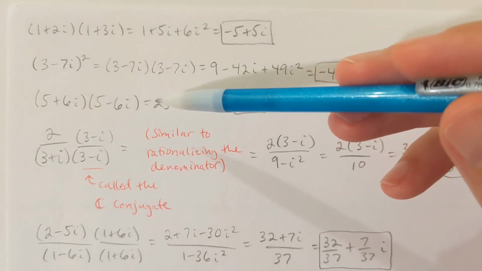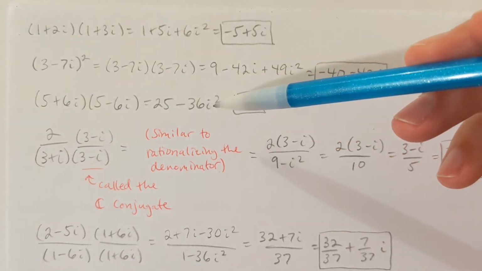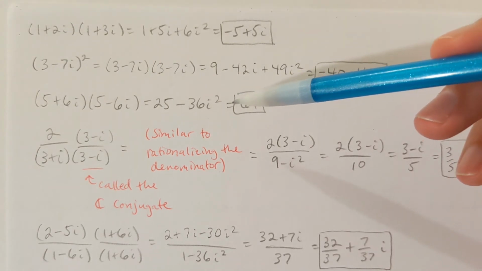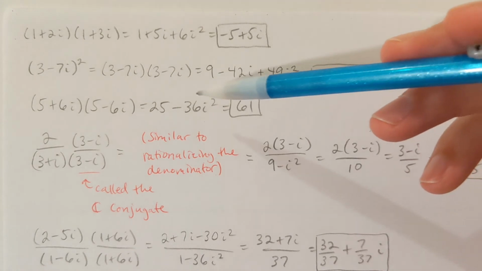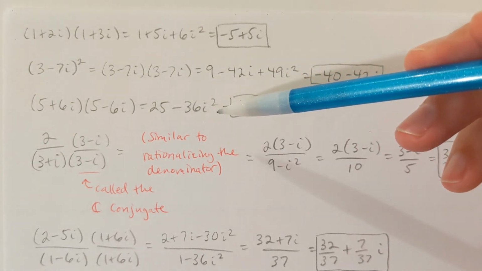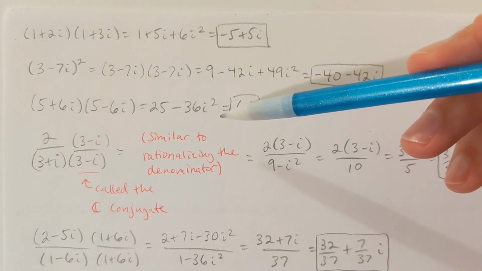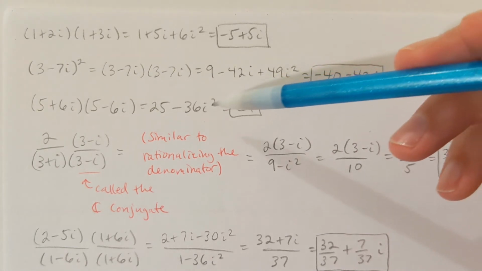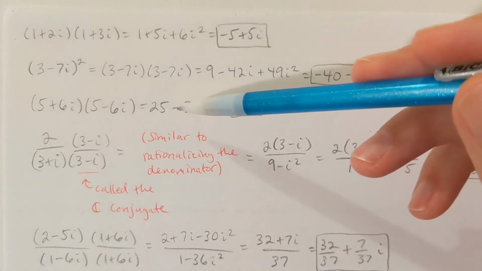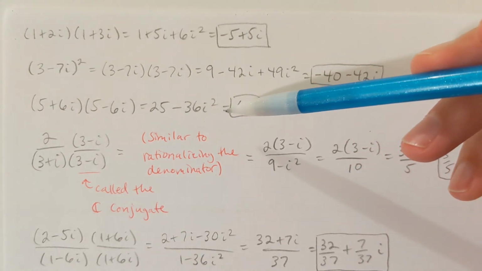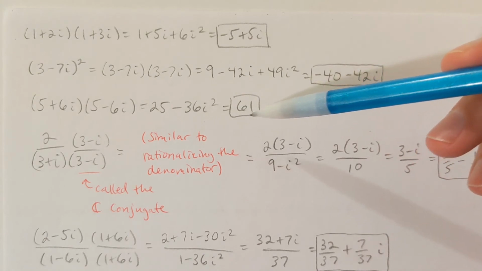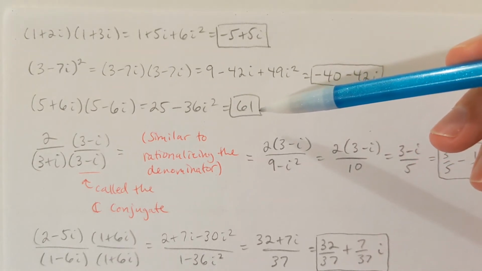6i times negative 6i is negative 36i squared. i squared is negative 1. So 25 minus negative 36. That's the same as 25 plus 36. 25 plus 36 is 61.